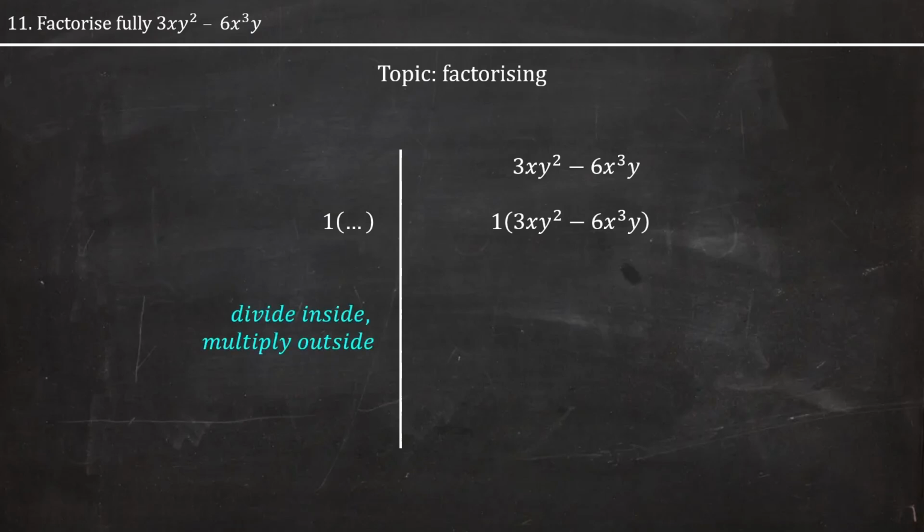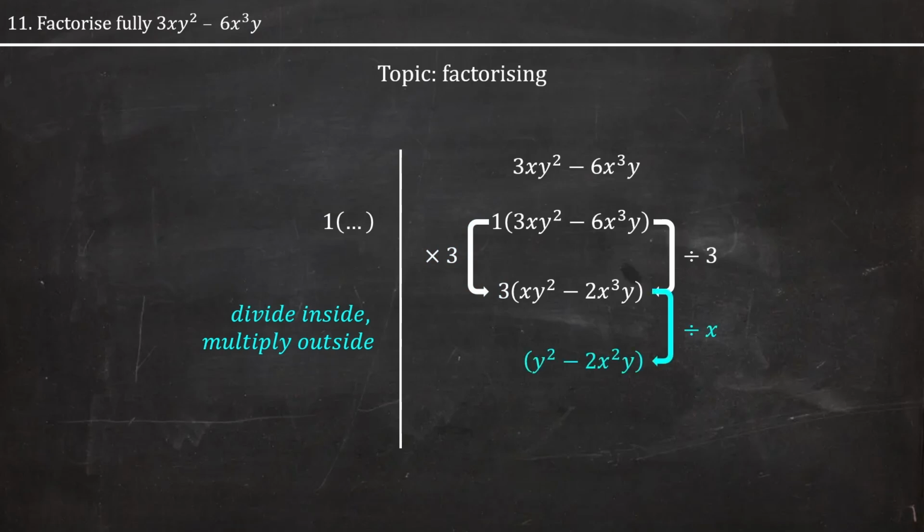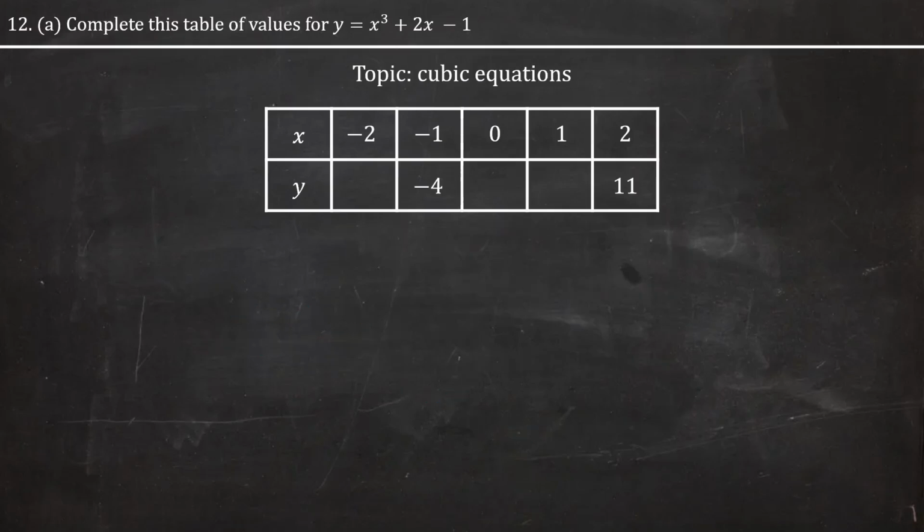So first, what goes into both those terms? I can divide both of them by 3, which will give me xy squared minus 2x cubed y. Then if I divide inside, I times the outside, which gives me 1 times 3, which is 3. I do it again. I can divide both terms by x, which gives me y squared minus 2x squared y. I times the outside by x, it gives me 3x. Divide the inside, that will give me y minus 2x squared, times the outside, that will give me 3xy, and done. Question 12, we need to do a table of values.